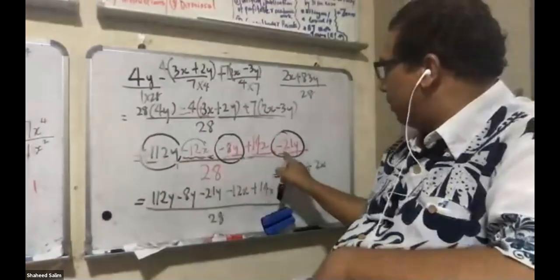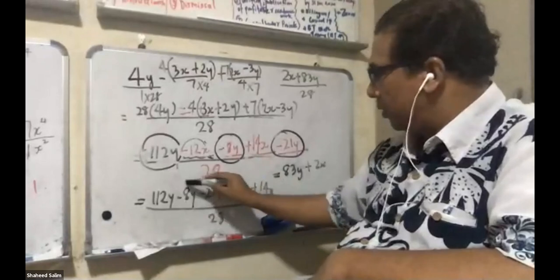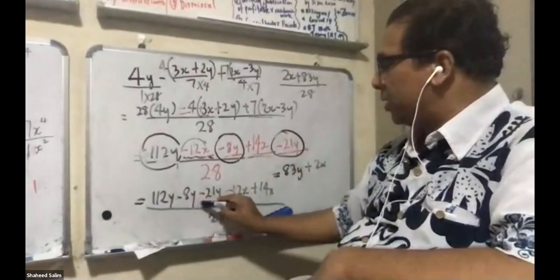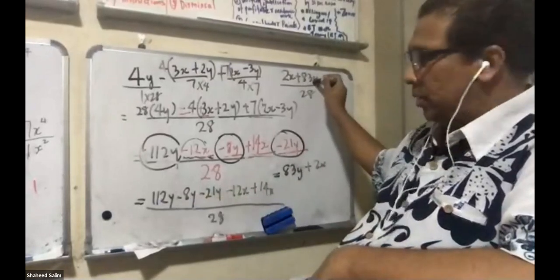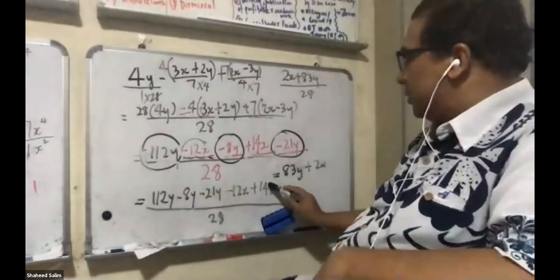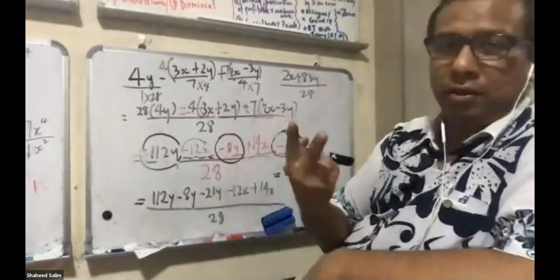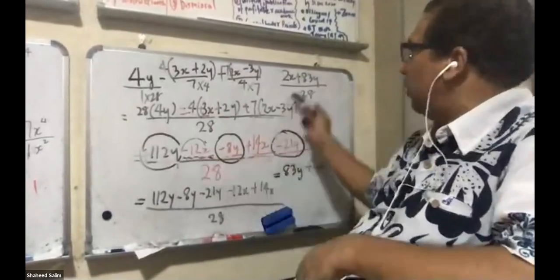Minus 8y, minus 21y. So I put it down, minus 8y, minus 21y. I take 112y minus 8y minus 21y, I get 83y. 14x. 14 minus 12 is 2 lah. You got $14, you utang $12, your balance is 2x.